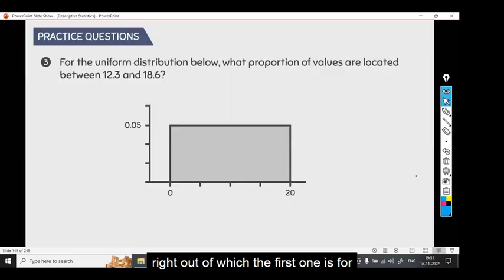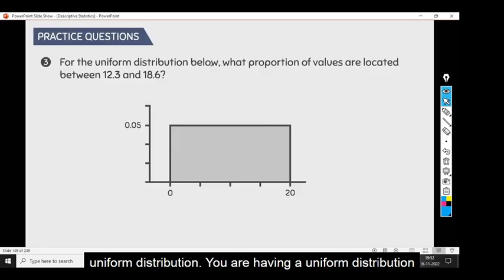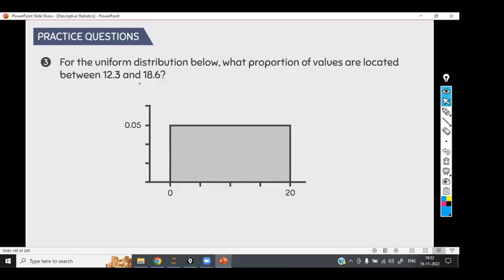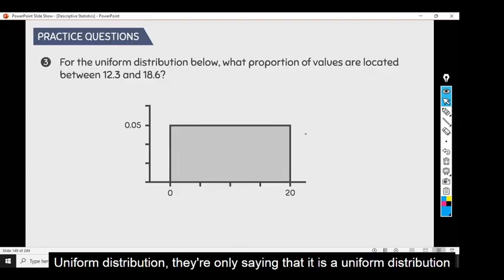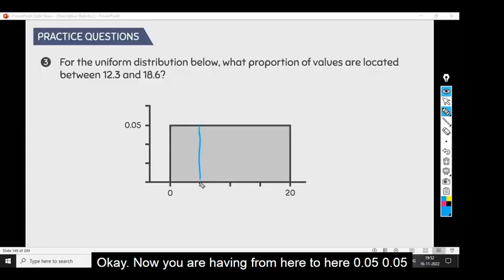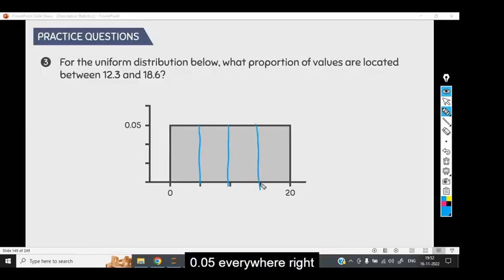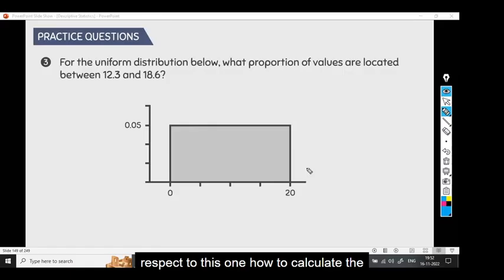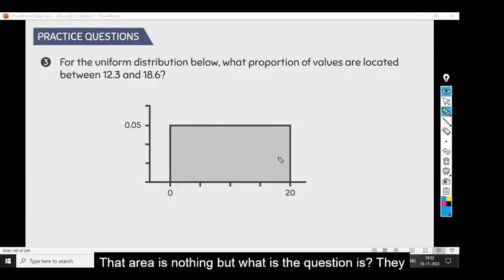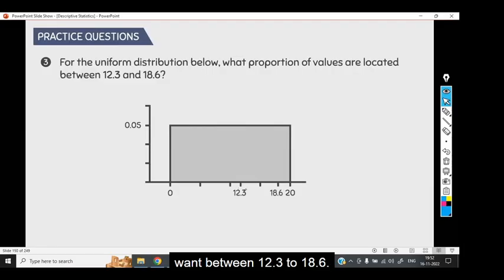The first one is for a uniform distribution. What proportion of values are located between 12.3 and 18.6? They are only saying that it is a uniform distribution with a height of 0.05. So from here to here it is 0.05, 0.05, 0.05 everywhere. Now, how do we calculate the area? The question asks for the area between 12.3 and 18.6. This is the area they want.